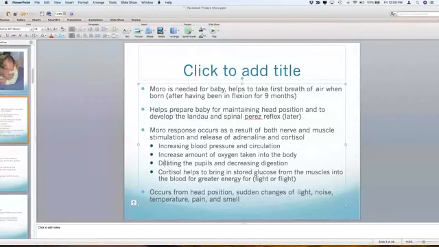Okay, so it occurs from head position. We saw in the video, it occurs from the head position changing, or sudden changes of light, noise, temperature, pain, and smell. I had students that would be working with me in the classroom, and the phone would ring. We had a phone in our classroom, and I'd have a couple students that had a severe Moro response, a sixth grader, literally jumping out of their chair when the phone would ring. If you have a child like that, you can measure progress by noticing over time their decrease in the reaction to things like that.